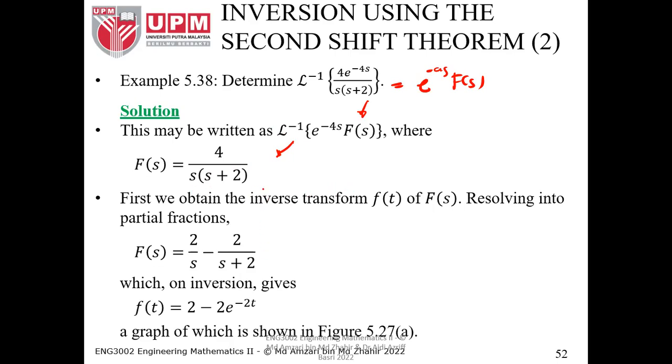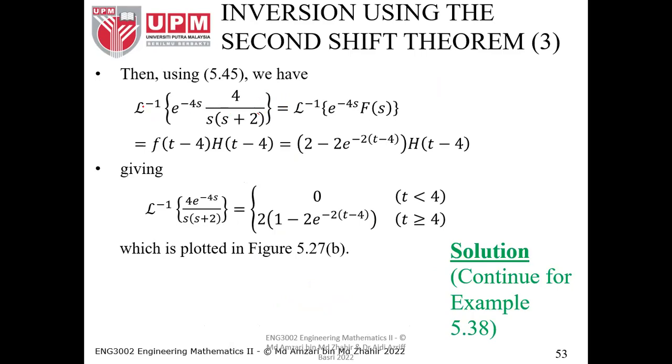In this case, you need to use partial fraction. So in Laplace, you need to master your partial fraction. So you have F(s) equal to 2 over s minus 2 over s plus 2. This one, changed by inversion into f(t), where the 2 over s becomes the constant 2, and minus 2 over s plus 2 becomes minus 2 e^(-2t). So this is your f(t) function.